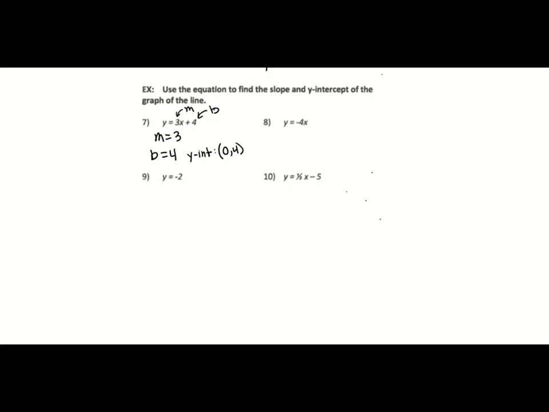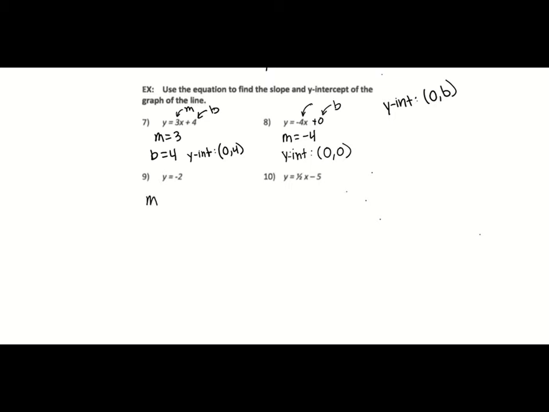Okay, here in number 8, our slope, we've got a -4 out front of x. So our slope is -4. Now our y-intercept, our b is +0. So that makes our y-intercept (0, 0). Remember, our y-intercept is always going to be (0, b). So whatever our b value is, that's the number we plug in at the end of our point.